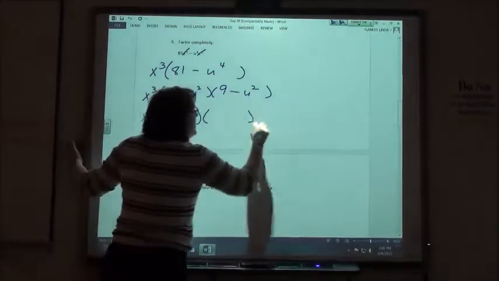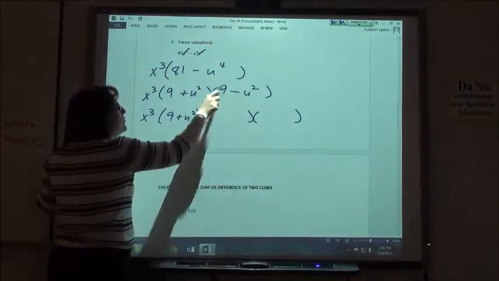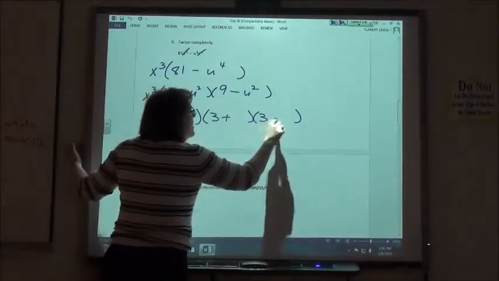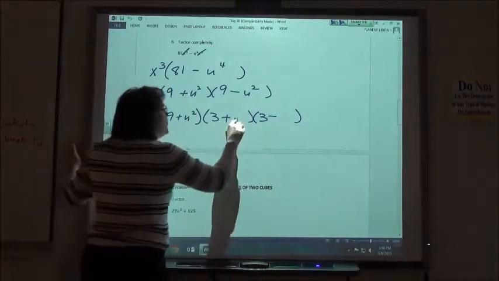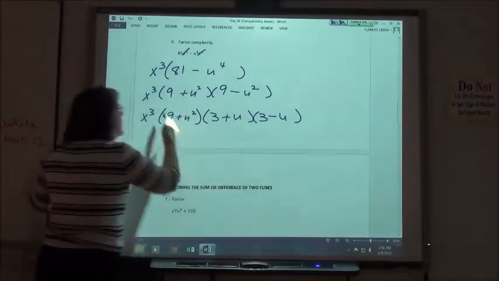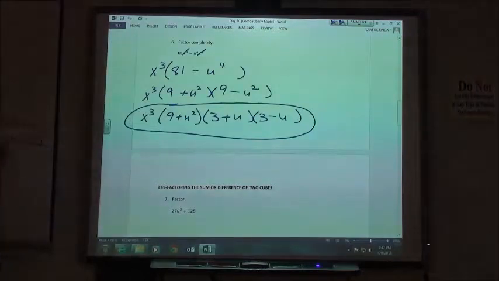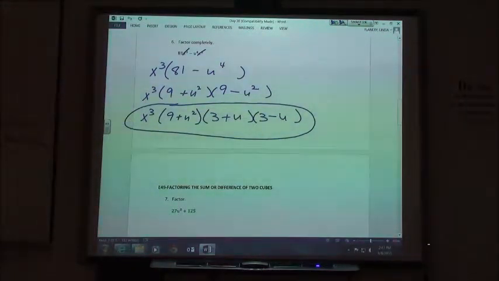So factoring my difference of squares, factors of 9, 3 times 3, I have a plus and a minus, factors of u squared, u and u. All of that goes in for my answer. X to the third times 9 plus u squared times 3 plus u times 3 minus u.